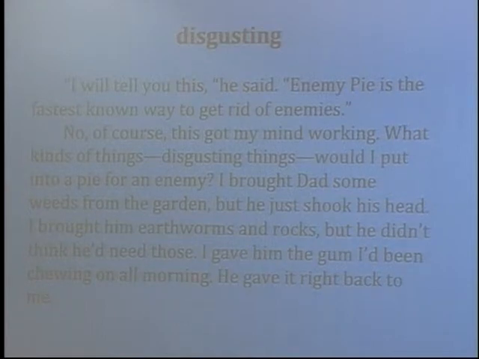I love that example because the author has really, right there, given you lots of examples that kiddos can identify with for the word disgusting.